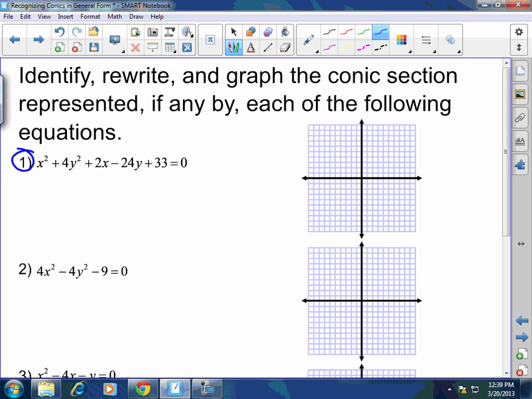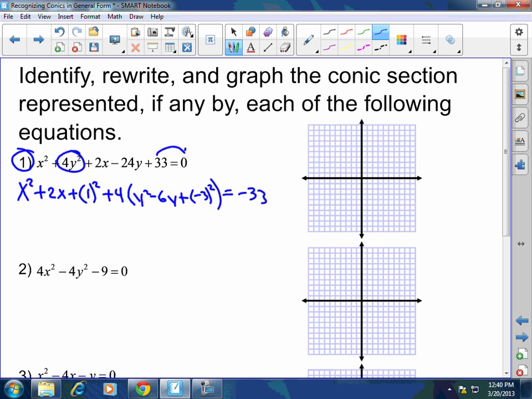Let's complete the square. So I got x squared plus 2x plus 1 squared. That's b over 2 squared. And then you see how I have the 4 here attached to that y? I'm going to go ahead and factor out that 4. So I got y squared minus 6y plus negative 3 squared equals negative 33. I had to bring that over.